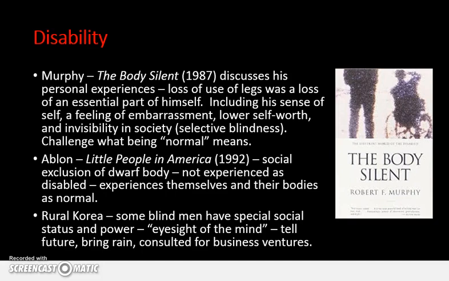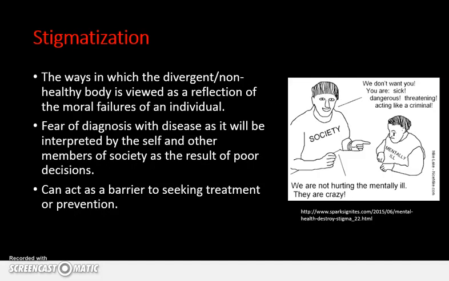Ablon, in another example from the text, discusses Little People of America in 1992, discussing the social exclusion of the dwarf body. Ablon notes that dwarfs do not experience themselves as disabled, but rather they experience themselves and their bodies as normal. At the same time, in rural Korea, some blind men have special social status and power, the eyesight of the mind. They are able to tell the future, bring rain, and are consulted for business ventures overall, rather than being stigmatized.